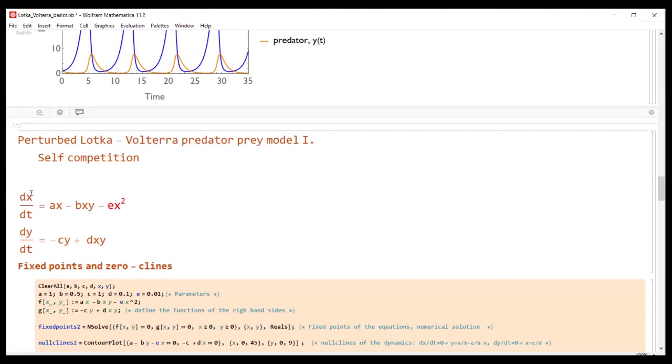For example, let's consider a little bit modified model. This is the well-known Lotka-Volterra system, but we add a self-competition between the preys, and parameter E can be a small parameter compared to the other parameters. So there is a very, very weak self-limitation of the growth. Without the predator, there is some kind of logistic equation or something like this.